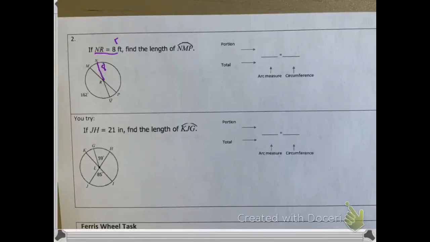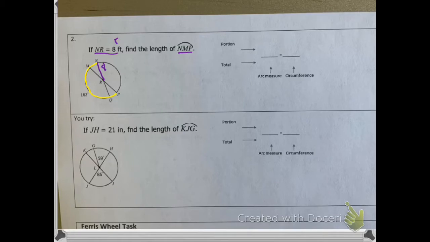Now let's highlight NMP. So if it has 3 letters, it has to be more than 180 degrees. So I start at N. I have to pass through M next and land at P. So this would be NMP. So it's made up of 3 different arcs.